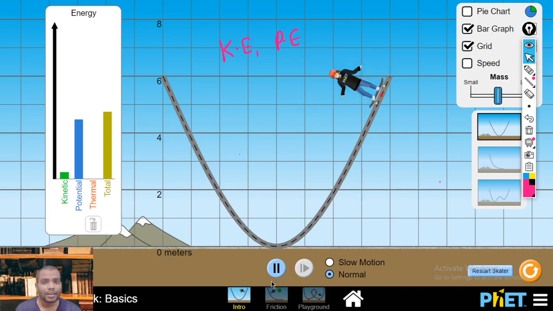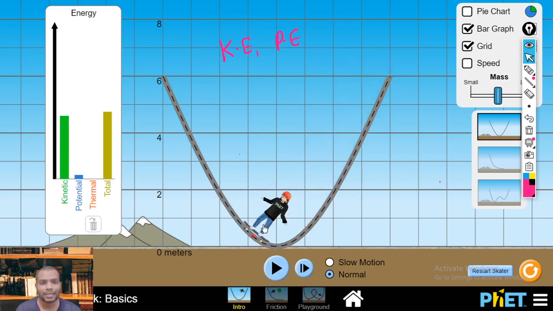Now here let us try to pause him at the center, here. Suppose I take him here.